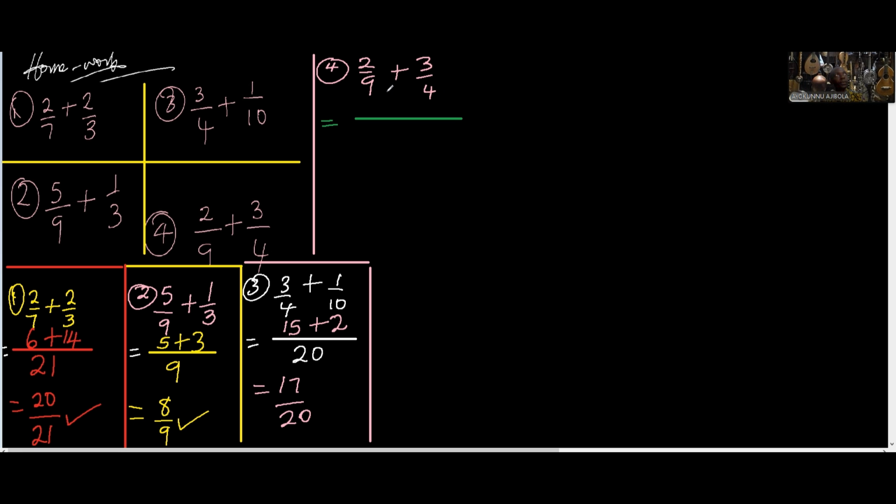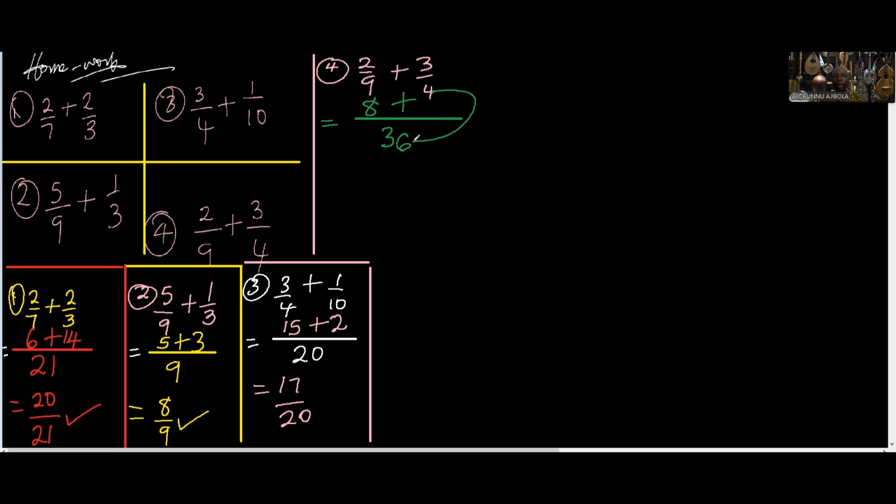The next multiple is 27. It's not a multiple of 4. Then the next one is 36, and it's a multiple of 4. So how many 9 in 36? That's 4, okay? 4 times 2, 8.